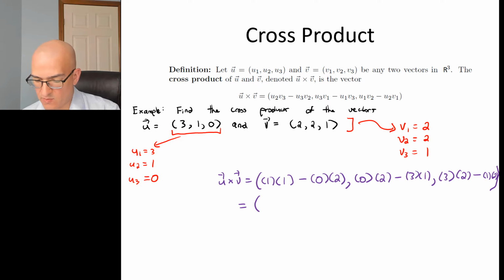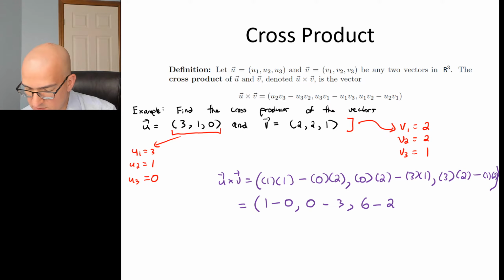Now we simplify. 1 times 1 minus 0 times 2, comma, 0 times 2 minus 3 times 1, comma, 3 times 2 minus 1 times 2, and we get our final answer, 1, negative 3, 4.